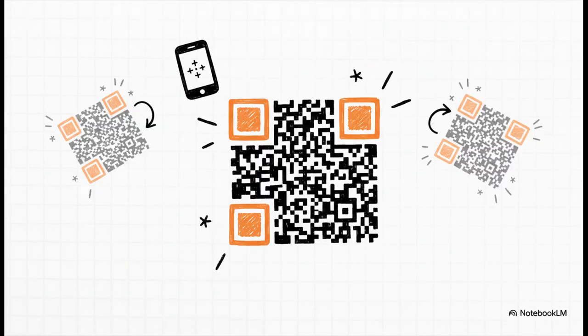First up, you have the finder patterns. Those 3 big squares in the corners, they're impossible to miss. And they're the very first thing your phone's camera looks for. They basically scream, "Hey, I'm a QR code over here." And they instantly tell the scanner how the code is oriented, even if it's upside down or sideways.